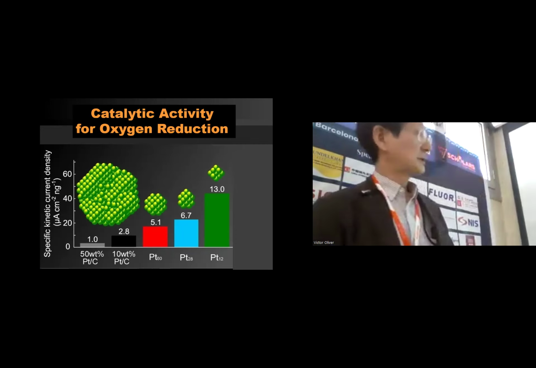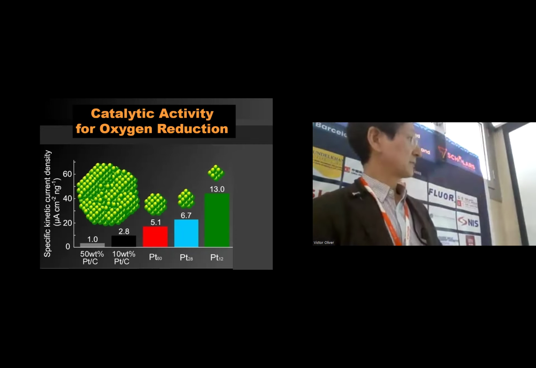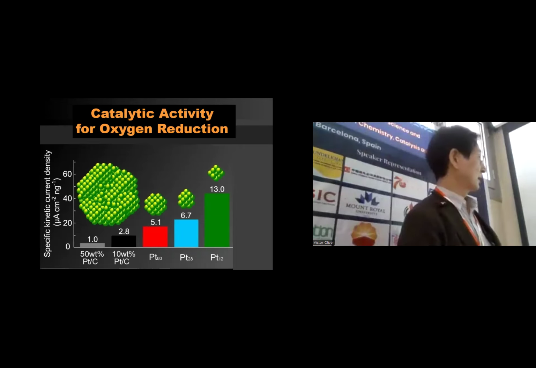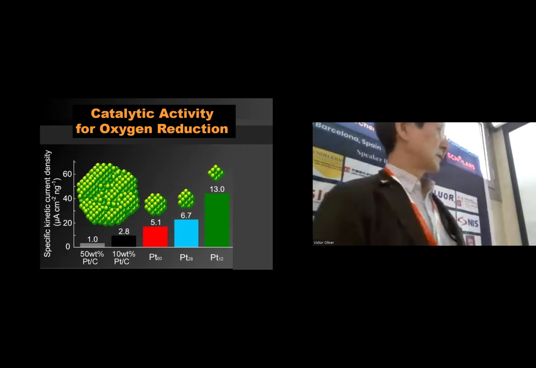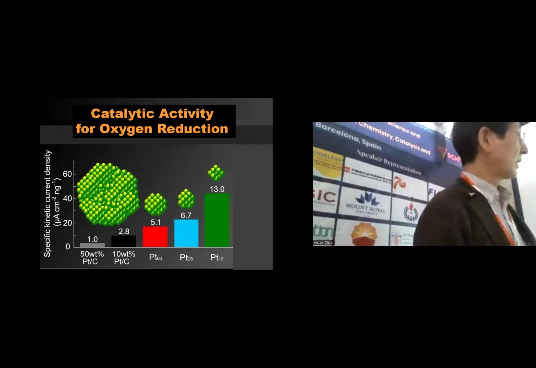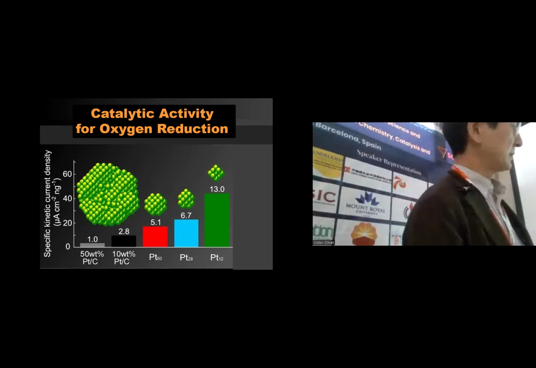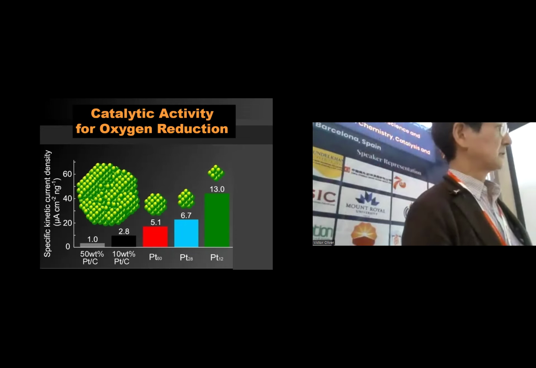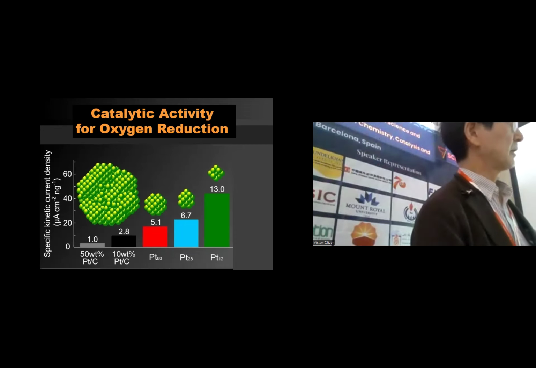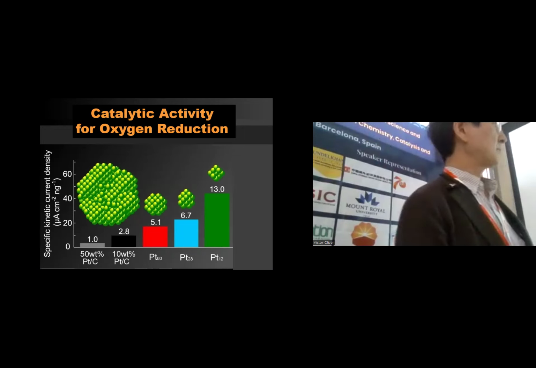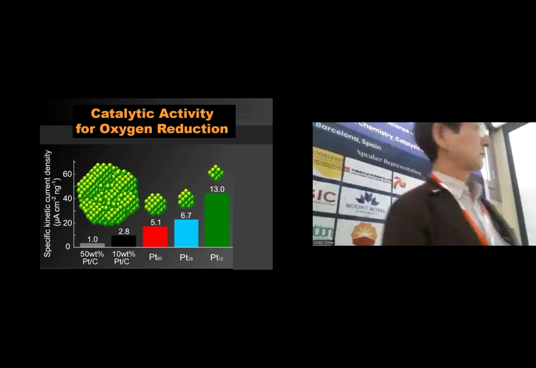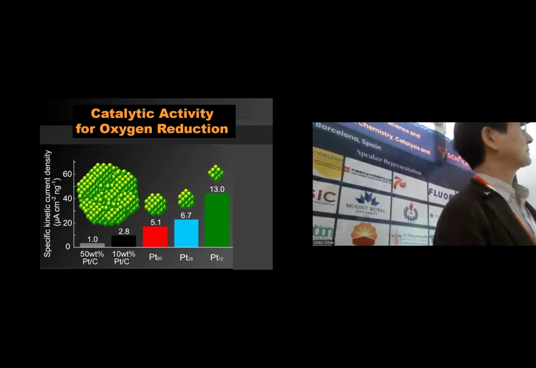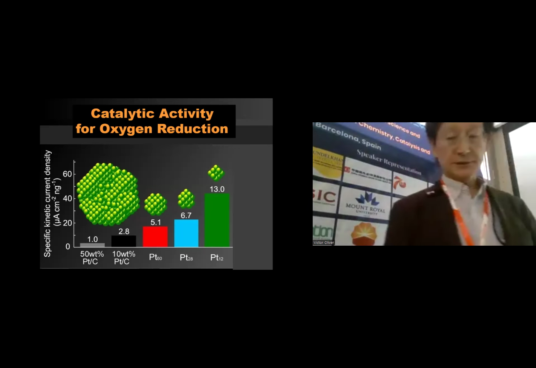The catalytic activity is normalized on the basis of the commercially available one, about 2 or 3 nanometers. Interestingly, catalytic activity increases with decreasing number of atoms. Especially, the platinum particle shows 13 times larger activity than that of the commercially available one. So the subnanosized platinum particle acts as an excellent catalyst for oxygen reduction.